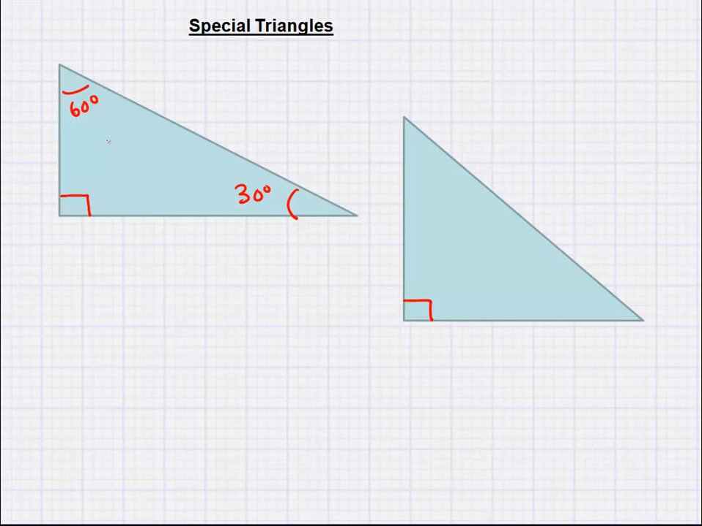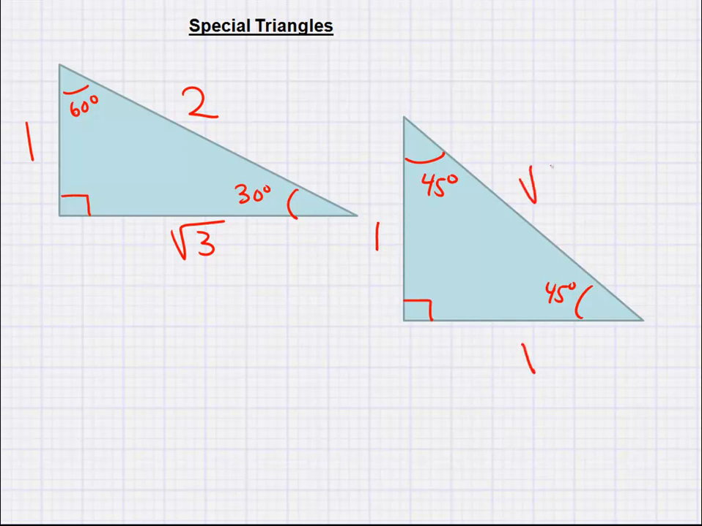So if I look at this triangle, the sides of this triangle would be square root of 3 here, 1 here, 2 here. The side opposite the 60 degrees is square root of 3. The side opposite the 30 degrees is 1, and the hypotenuse is 2. Another one would be this 45, 45, 90 triangle. In that case, I'd have 1, 1, square root of 2.